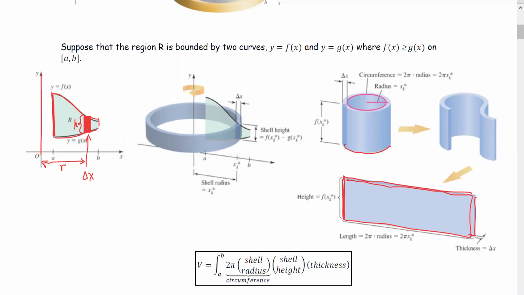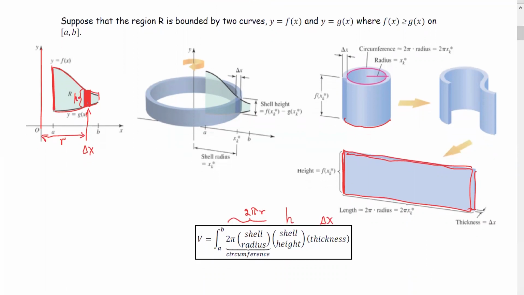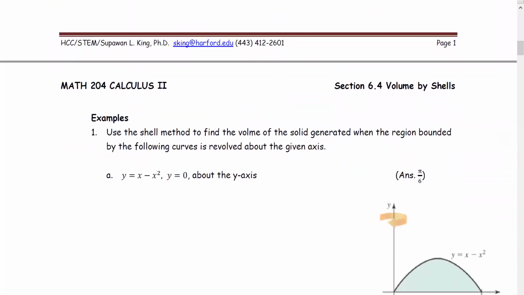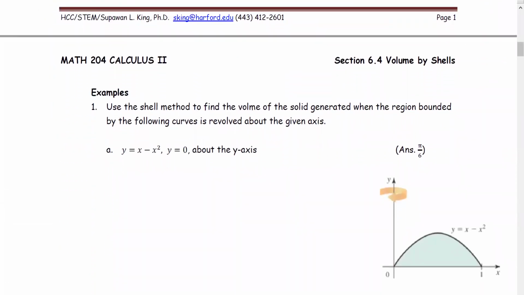Therefore, the volume of the solid of revolution is the definite integral from a to b of 2 pi r h dx. This 2 pi r is the circumference of the shell, h is the height, and the thickness is delta x. So to find the volume of revolution, we need to know the position, the thickness, the height, and also find the interval of integration with respect to x or with respect to y.